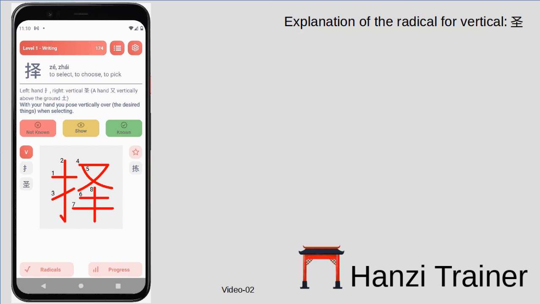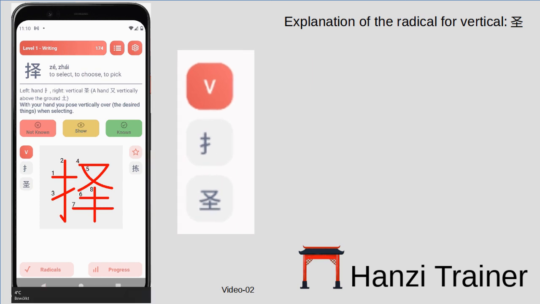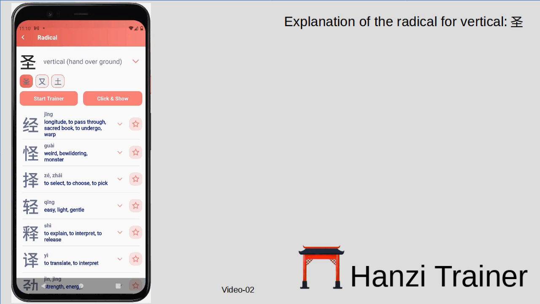Perhaps you are not yet fully convinced that it makes sense to understand the right portion as vertical. Therefore, let us look into other characters which use this component. For that purpose, we have at the left of the drawing area the radicals which are used in this character. I click on the radical for vertical and come to a list with all usages of this radical in the characters of the Hanzi trainer, which are in total more than 4,000. The third entry of this list is the character for select, which we just discussed.